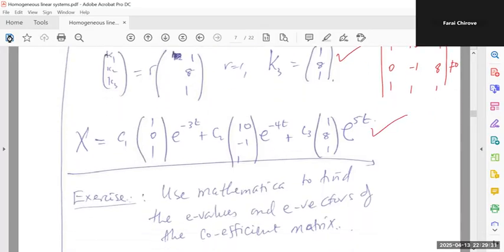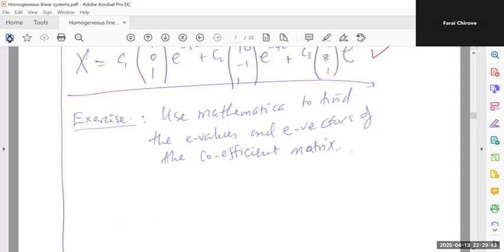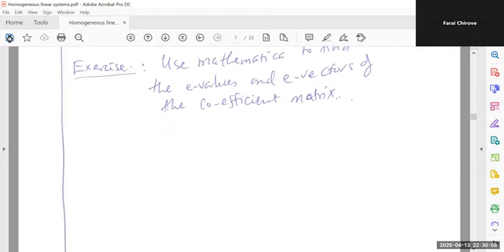And we can now use the superposition principle to find the general solution. All right. So this is the first case where you have distinct eigenvalues associated with distinct eigenvectors. In fact, once you have distinct eigenvalues, you are always going to get distinct eigenvectors. So that's the first sub-case of real valued eigenvalues of the coefficient matrix of the homogeneous system.